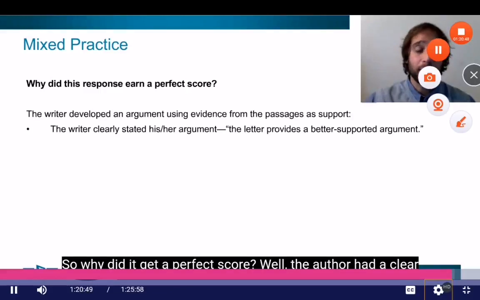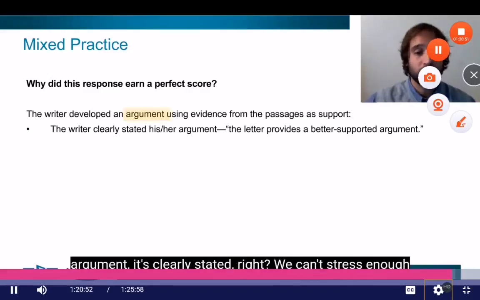So why did it get a perfect score? Well, the author had a clear argument. It was clearly stated, right?